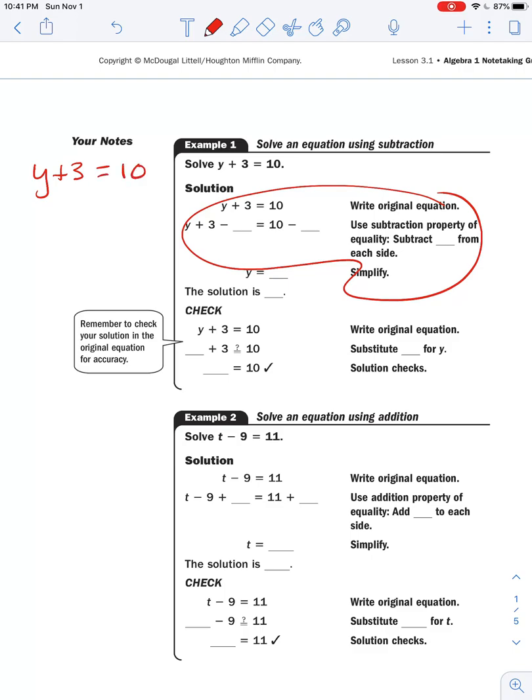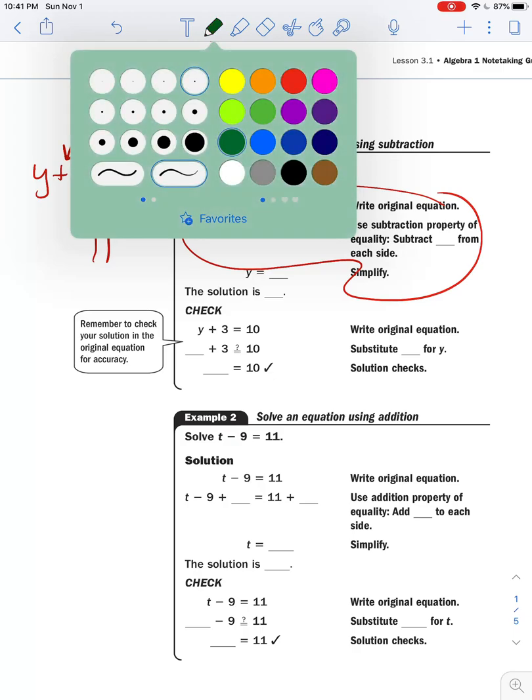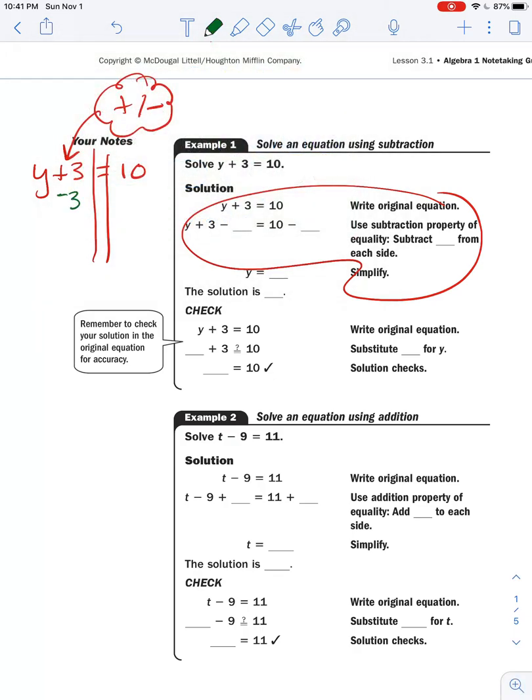It's the easiest way. So if you start with this and you ask yourself, how is this 3 attached? Well, it's attached by addition. So how would I get rid of it? I would have to use subtraction. So you kind of think of it that way. Then you can go ahead and take -3 here, but you have to do that to the other side to keep it in balance. So these cancel, and y would equal 10 minus 3, which is 7.